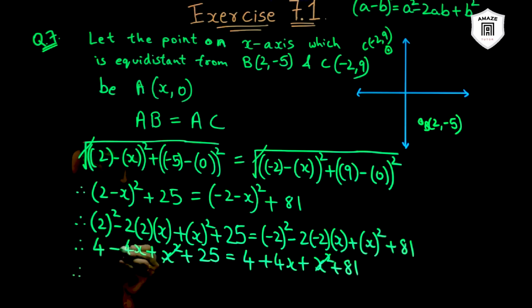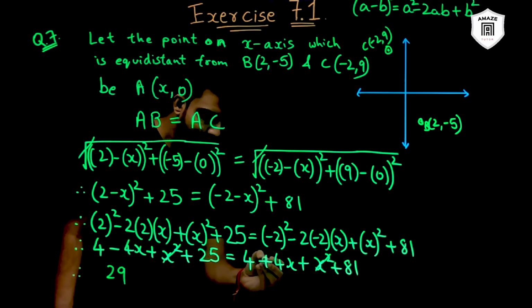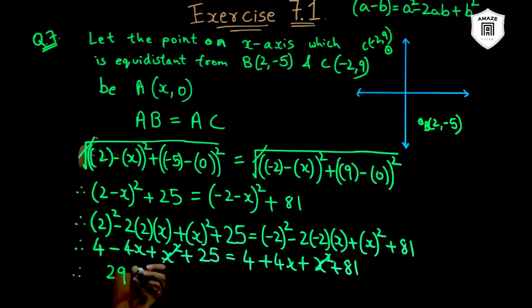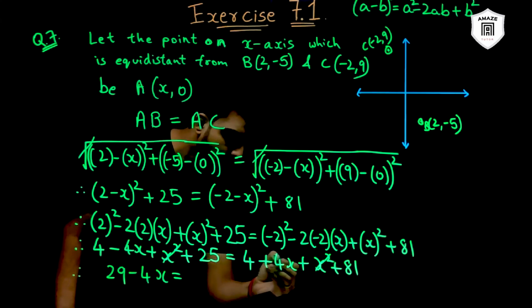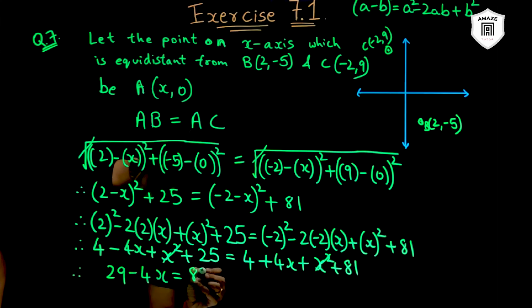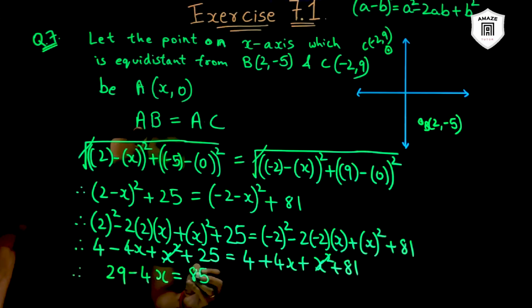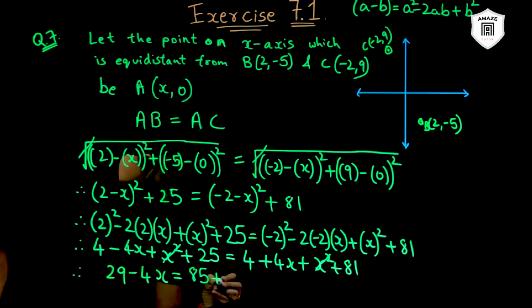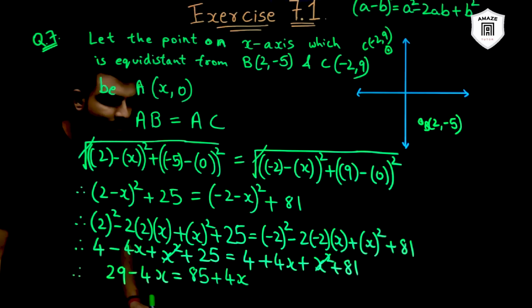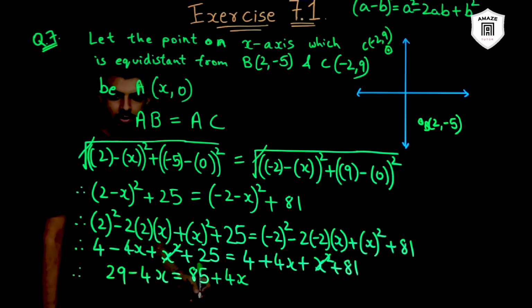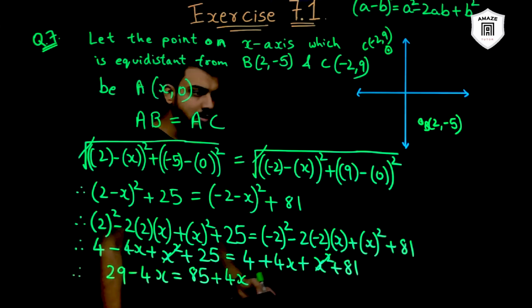4 plus 25, which is 29. And this minus 4x remains as it is, equals to 4 plus 81, which is 85. And this plus 4x remains as it is, right? Solving further, we are just left with, I guess, 2 to 3 steps.